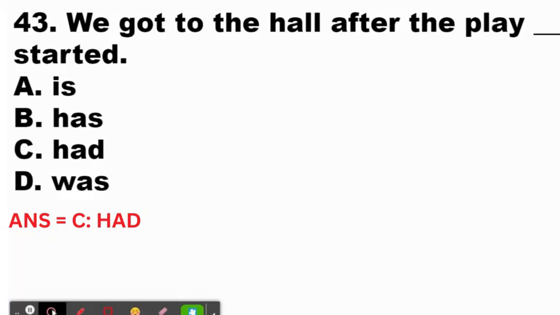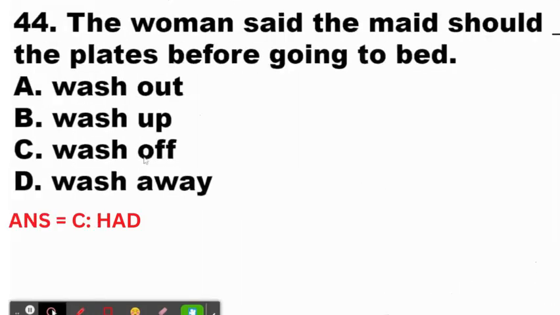There are two events that happened. Those two events happened in the past, but one happened before the other. Getting to the hall was one event, the play starting was another event, but the starting of the play came first. That's why you use the past perfect, had started, before we got to the hall.